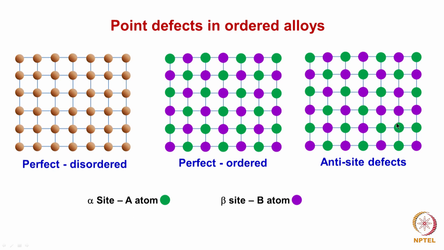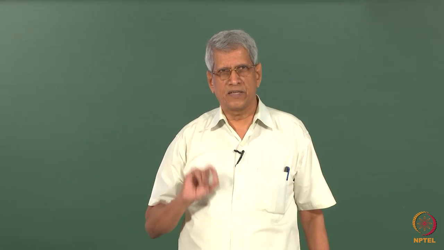Here, this is an alpha site where instead of an A atom occupying, a B atom is occupying this position, and here it is a beta site where instead of a B atom, an A atom is occupying the position. Otherwise, all the lattice sites are occupied. But if you look at the number of sites the A atom is occupying and the number of sites the B atom is occupying, it is not 100%, there is one less here.